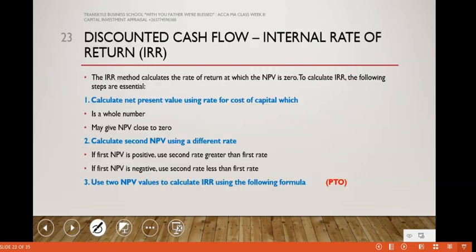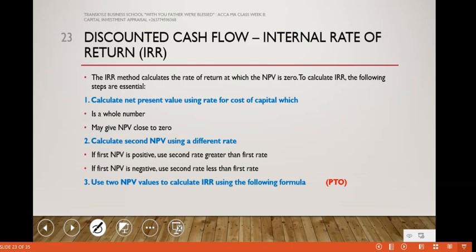Now, let's talk of the internal rate of return. The IRR method calculates the rate of return at which the NPV is zero. To calculate IRR, the following steps are essential. Number one, calculate the net present value using the rate for cost of capital, or a whole number, which may give NPV close to zero. This particular rate we have used. Okay, sometimes you're not given this cost of capital. You just have to pick any figure, which is a whole number, and compute your NPV.